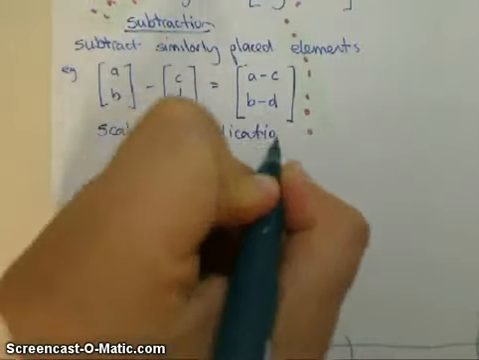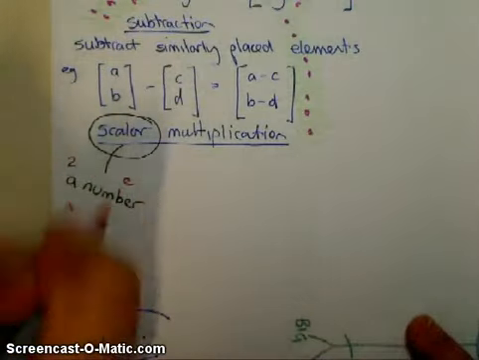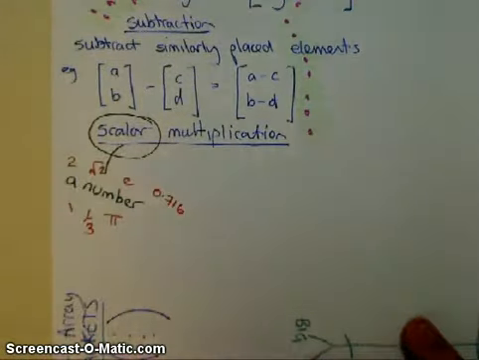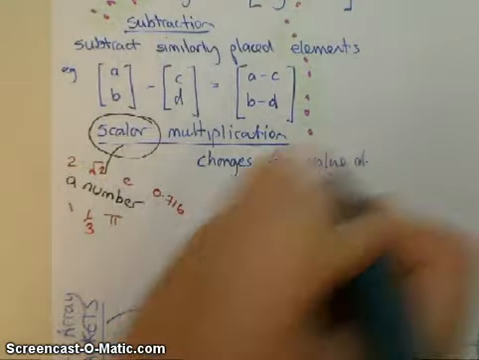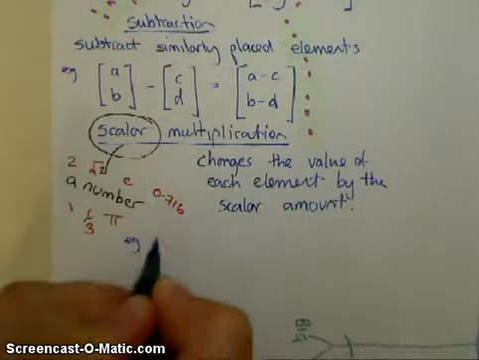Scalar multiplication is a little bit different. Now, a scalar is just a number. It can be 2, a half, 0, it can be a fraction, a decimal, a square root, or even pi. By scalar multiplication, what we want to do is multiply each individual element by the scalar amount, and that changes that value.